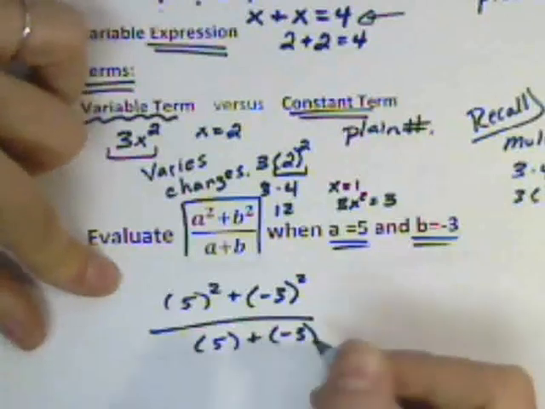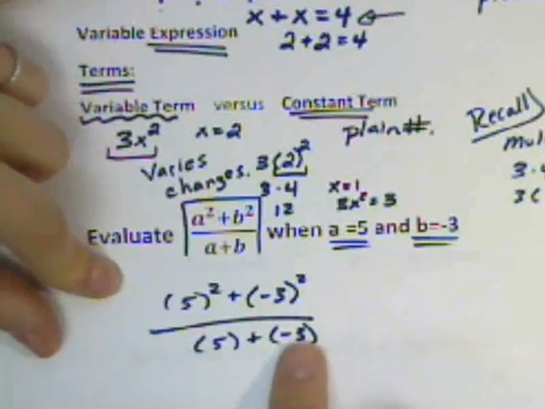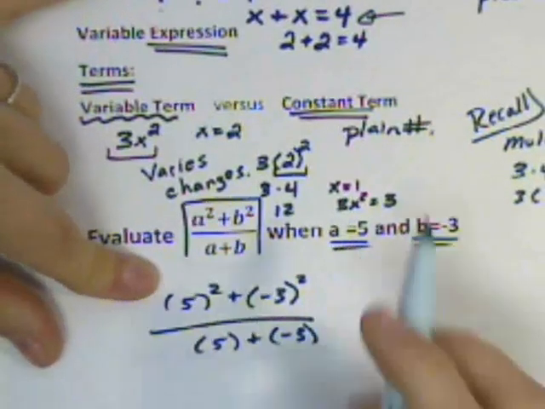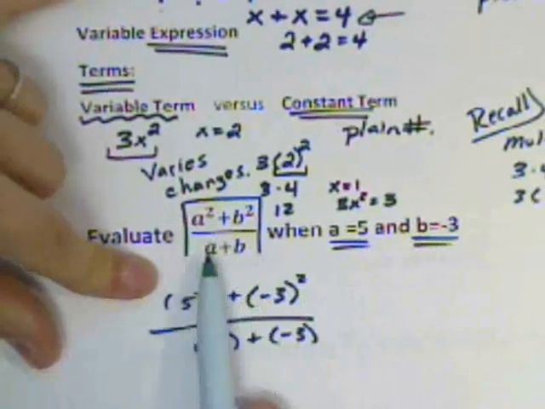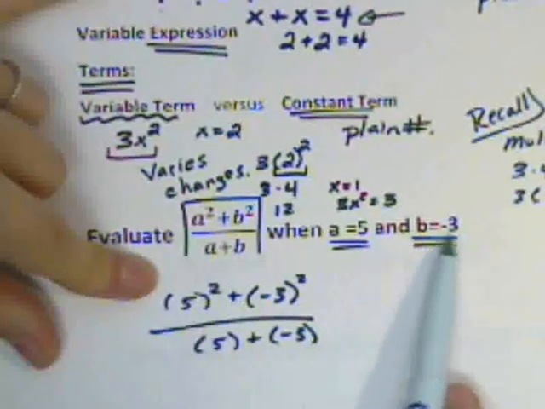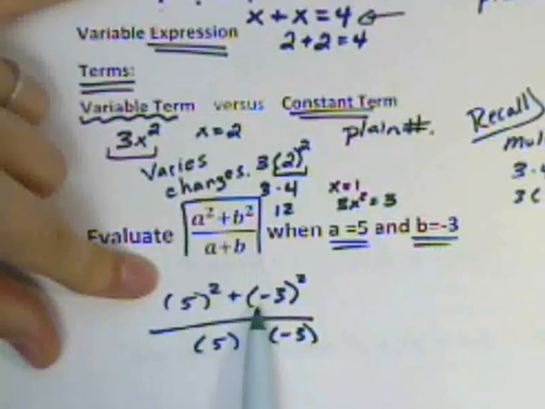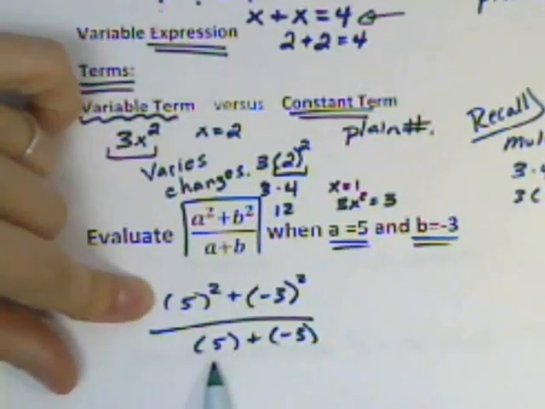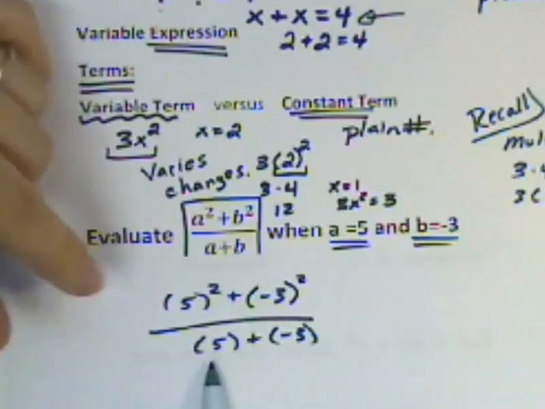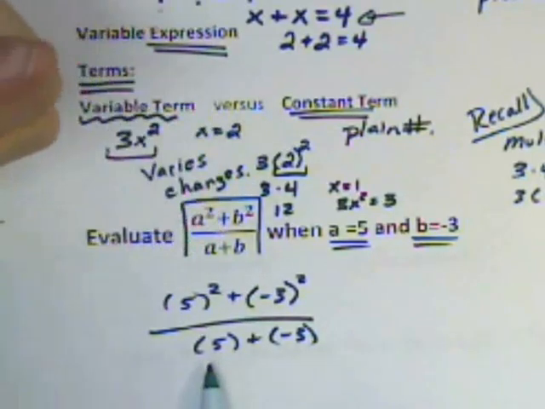Notice something. As I did this, as I plugged in my a equals 5 everywhere I had a, and my negative 3 in place of my b everywhere I had b, I used parentheses. You don't necessarily have to do that every single time you substitute, but it's a good thing to start off with, because literally we are just plugging this number in where that original letter was.